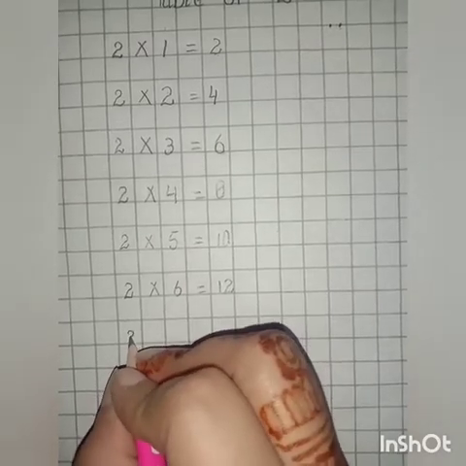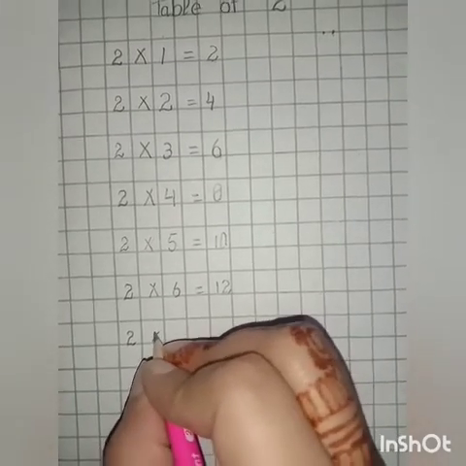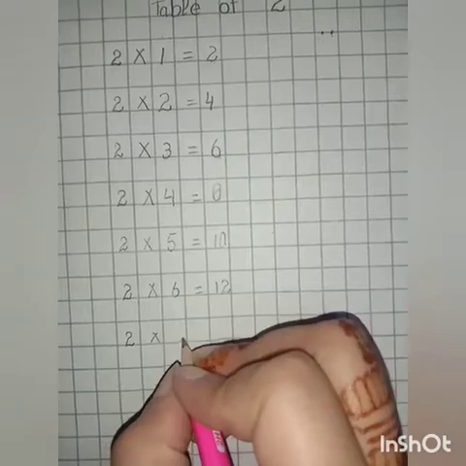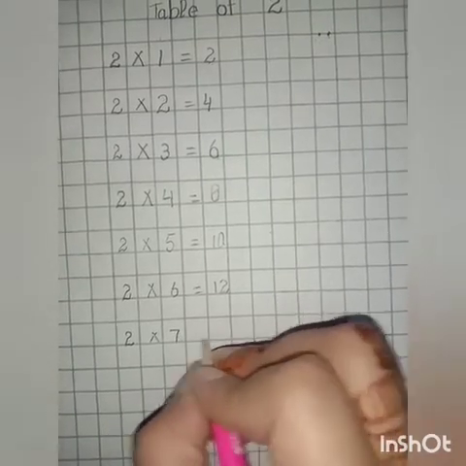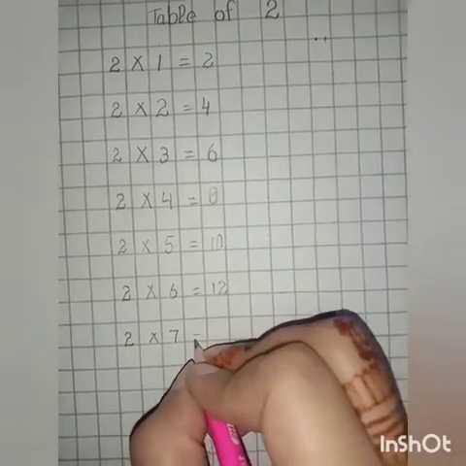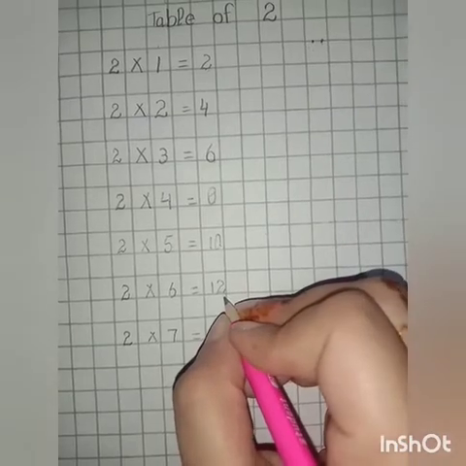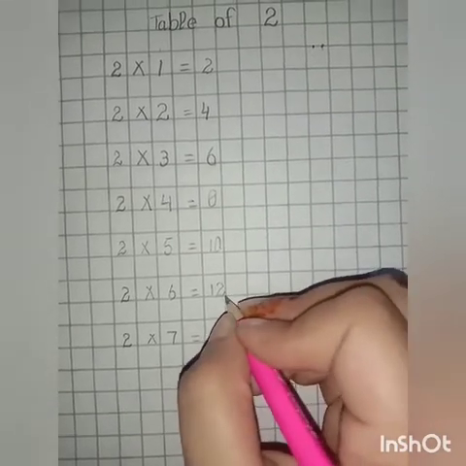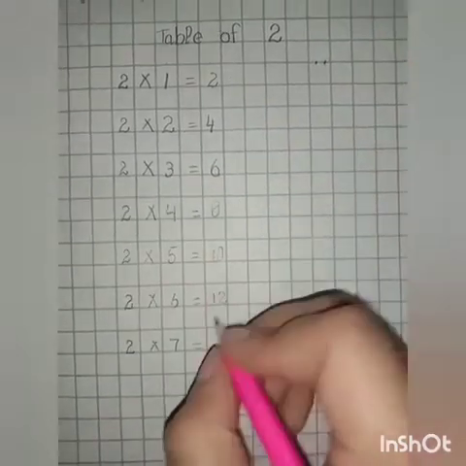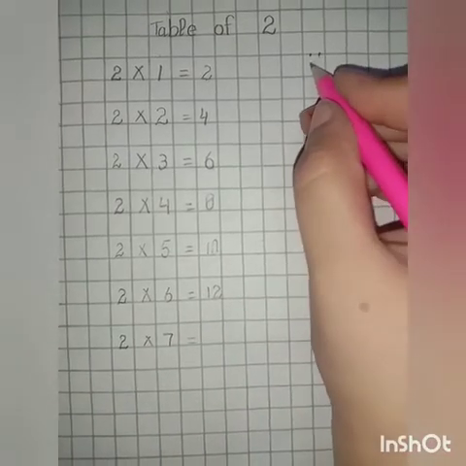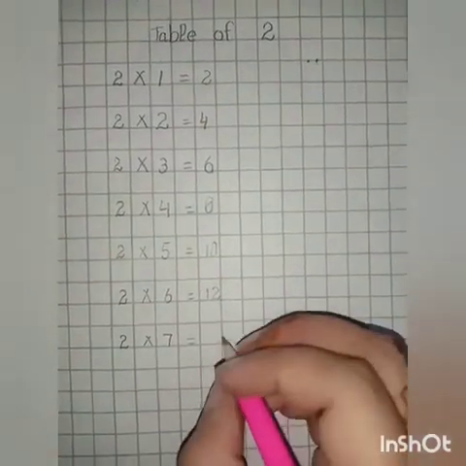Next one. 2. Sign of multiplication. After 6 came 7. Write here 7. Sign of is equal to. Then here we have 12. We have to count towards 12 and add these 2 dots in 12. 12, 13, 14. Write here 14.